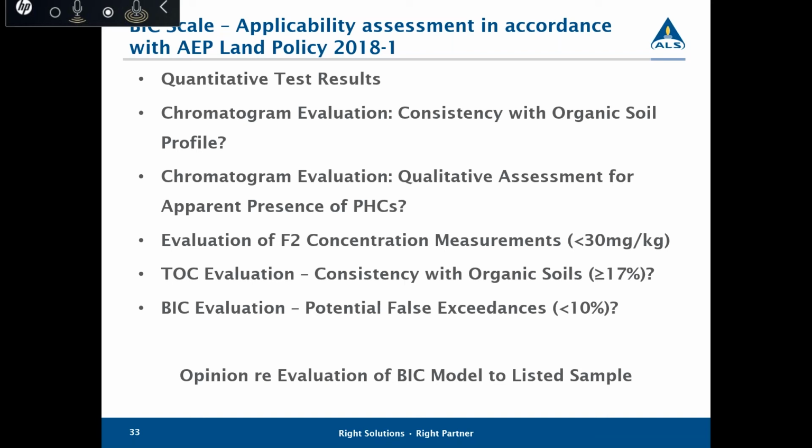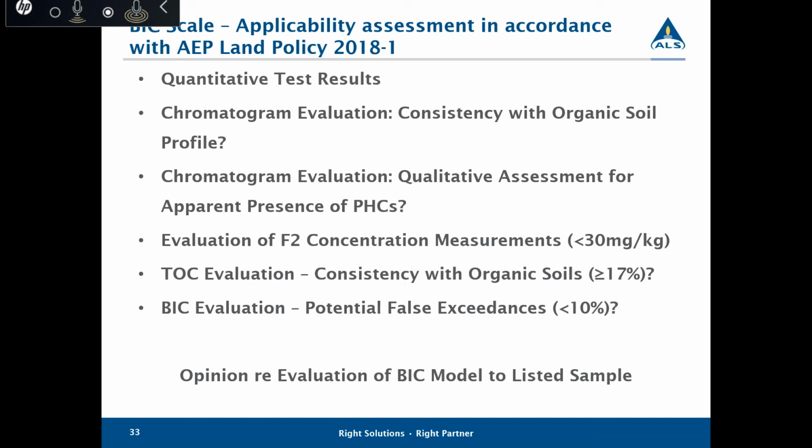Now, when doing the calculation, if the F2 concentrations are less than detection limit, so if the lab is reporting 30 ppm as a detection limit, for the calculation purpose we should use half of the limit of reporting. So in this case, we'll use 15.